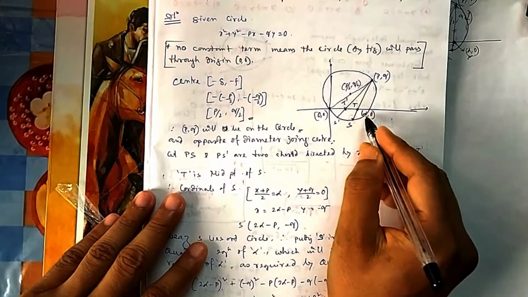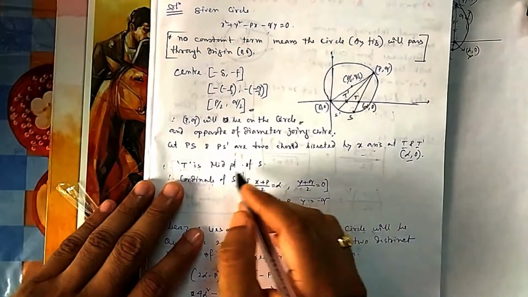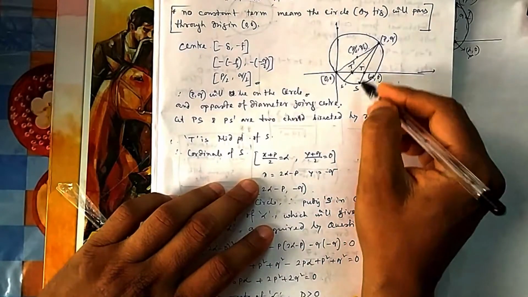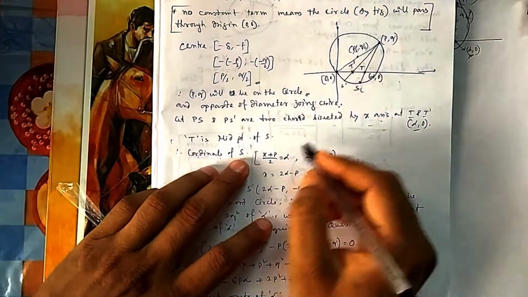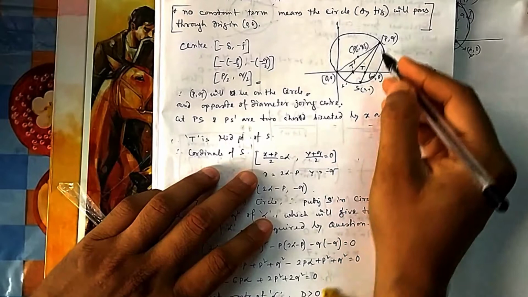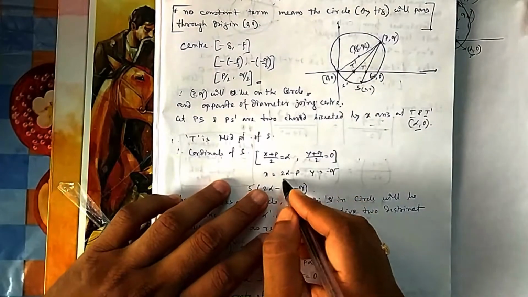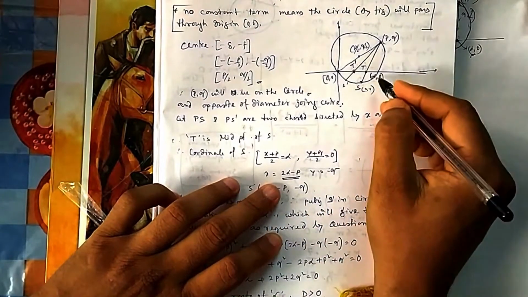Let the first one be touching at T (alpha, 0), because it is the midpoint. So you can calculate using the midpoint formula. Suppose this is (x, y). How to calculate? x plus p by 2 is equal to alpha, so your x coordinate is this much. y plus q by 2 is equal to 0.